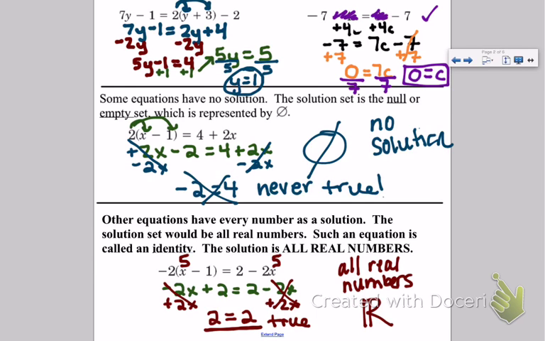So you can play around with that if you want, but just know that you can always have one solution, no solution, or infinitely many solutions, which is when it's all real numbers.